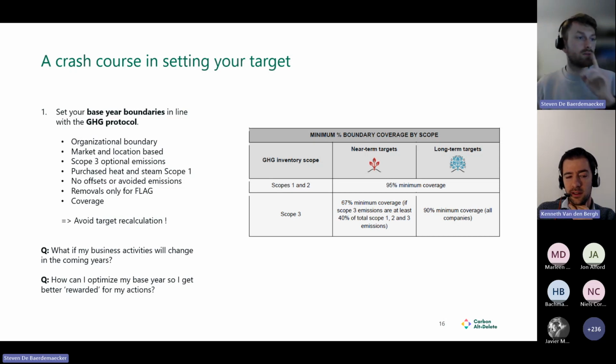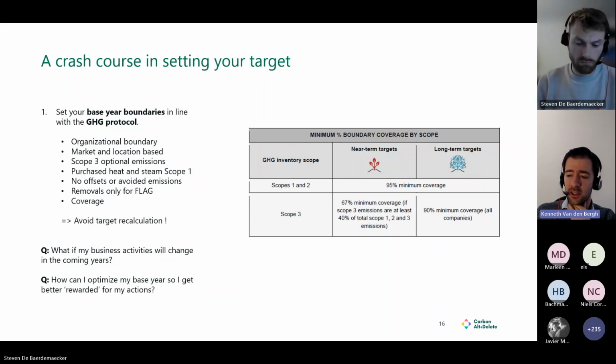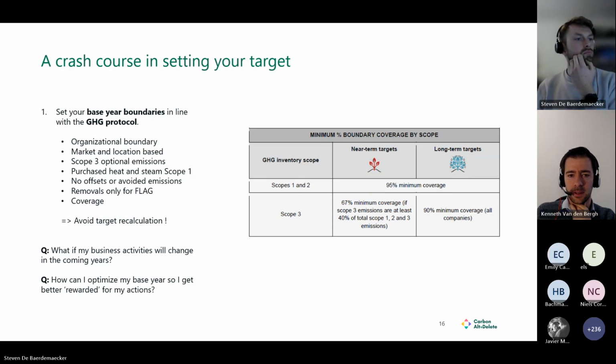Sorry, Stephen, can I jump in here? Because there was a question from Emily exactly on this point. She basically asked, so indeed for scope 1 and 2, 95% coverage. Does this mean that you can exclude 5%? And the same question for scope 3. So how to understand this 5% or 33% that you can exclude?